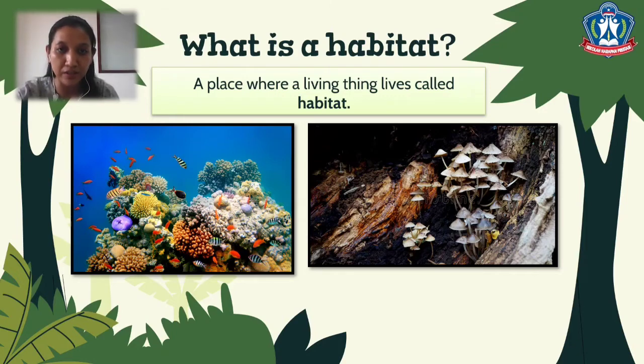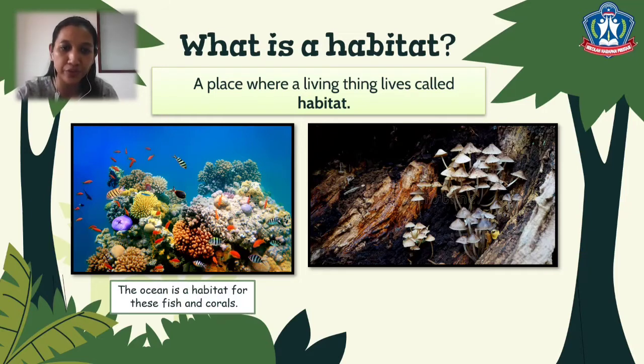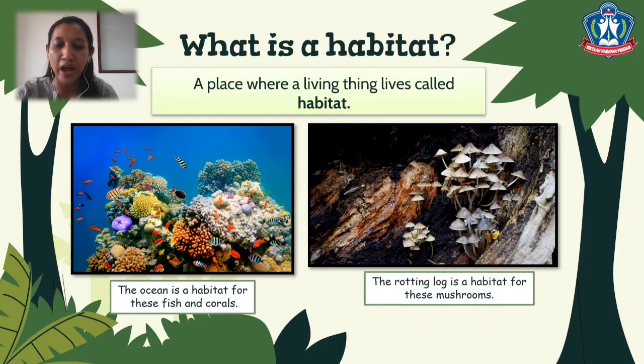So some habitats are huge, like the ocean and a forest. The ocean is a habitat for these fish and corals, while the rotting log is a habitat for these mushrooms.